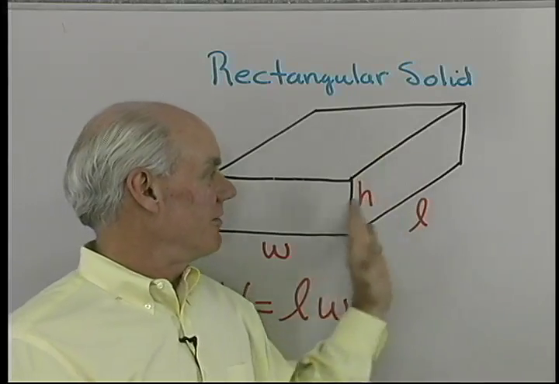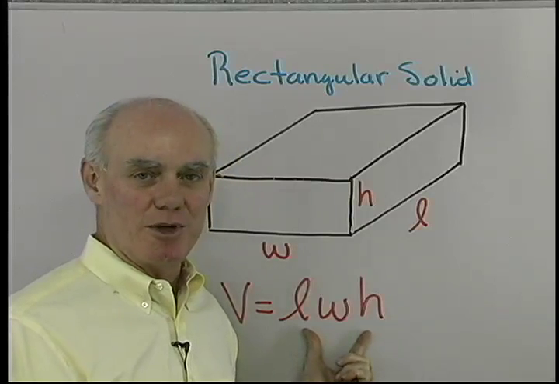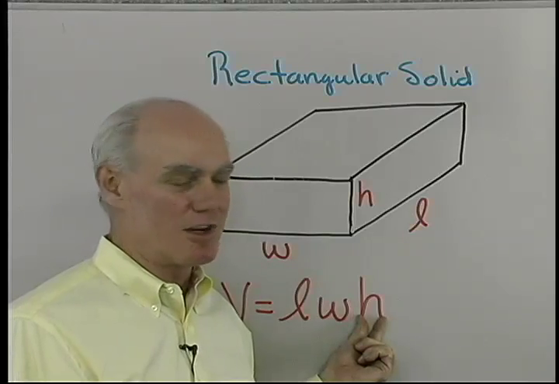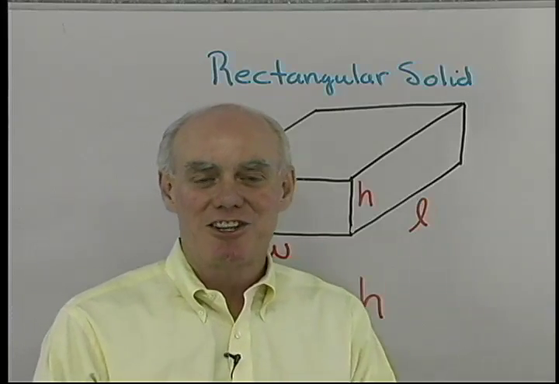Now, if the units of the dimensions here are in inches, then the volume will end up being in cubic inches. Inches times inches times inches will give us cubic inches. Likewise, if the dimensions are in meters, we'll end up with cubic meters. Let's take a look at our first problem.